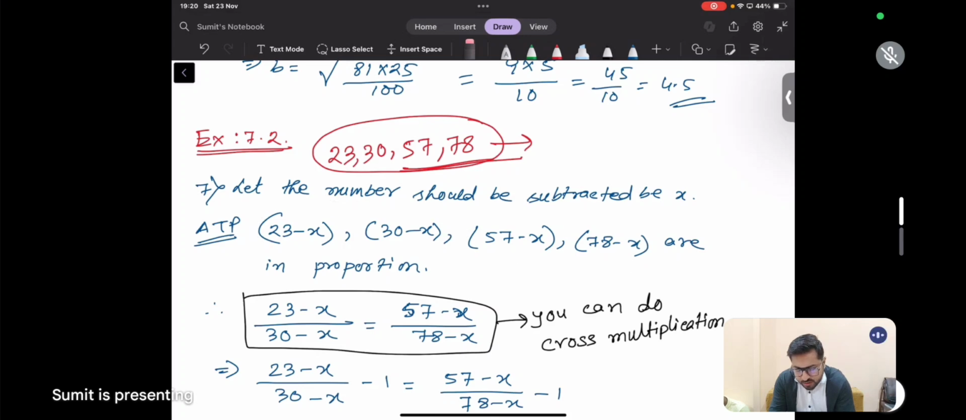So I have written over there, দেখো 23 minus x by 30 minus x equal to 57 minus x by 78 minus x. ওকে, এটা লেখা হয়েছে. এখান থেকে what will you do? Just find the value of x. How will you find it? Single fraction is given on both the side. So when single fraction is there, so we will do the cross multiplication.